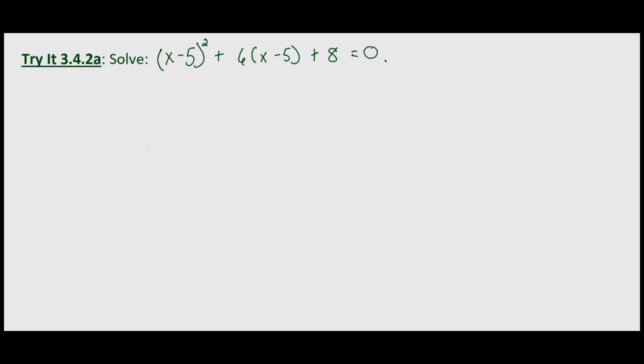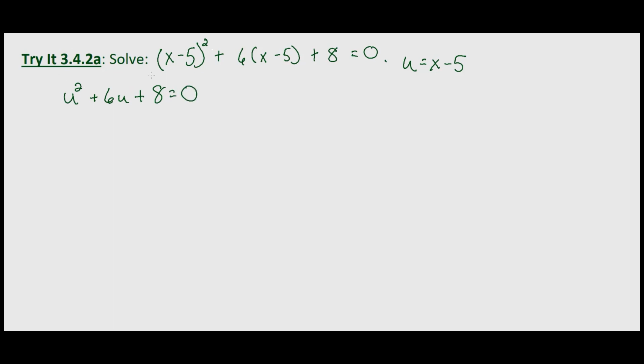So in this problem, we have what doesn't appear to be a quadratic because where there would normally be a variable, there is a binomial, x minus 5. So we're going to use a substitution. We're going to substitute for that binomial to make it a typical quadratic. We're going to say u equals x minus 5. Then the equation, when we substitute for u, becomes u squared plus 6u plus 8 equals 0.